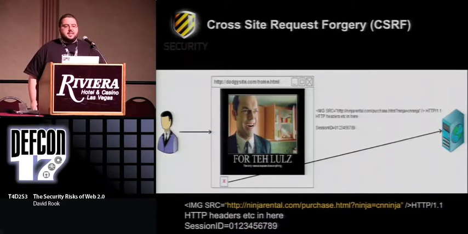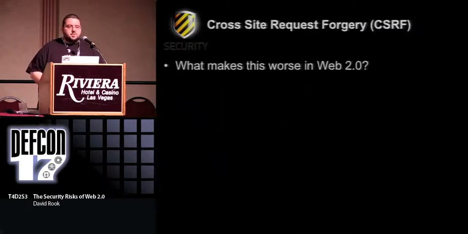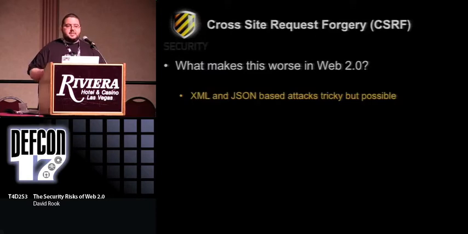We're going to take a look at an example in a minute where an attack almost the same as that was being exploited against Gmail for about 18 months, I think, before it was fixed. So what can make this worse in Web 2.0? Well, we can do attacks using XML and JSON. I'm going to look at a JSON-based cross-site request forgery attack in a minute. They can be a little bit tricky to do, but they're certainly possible.